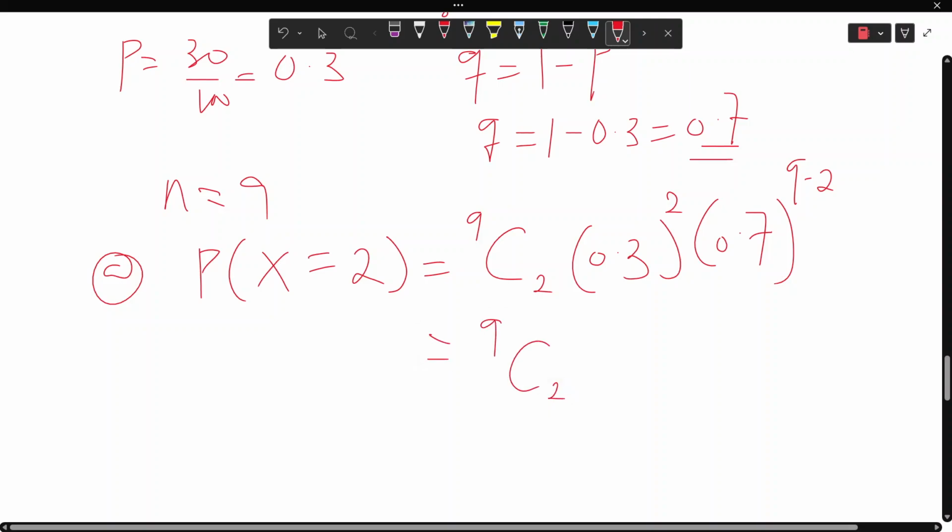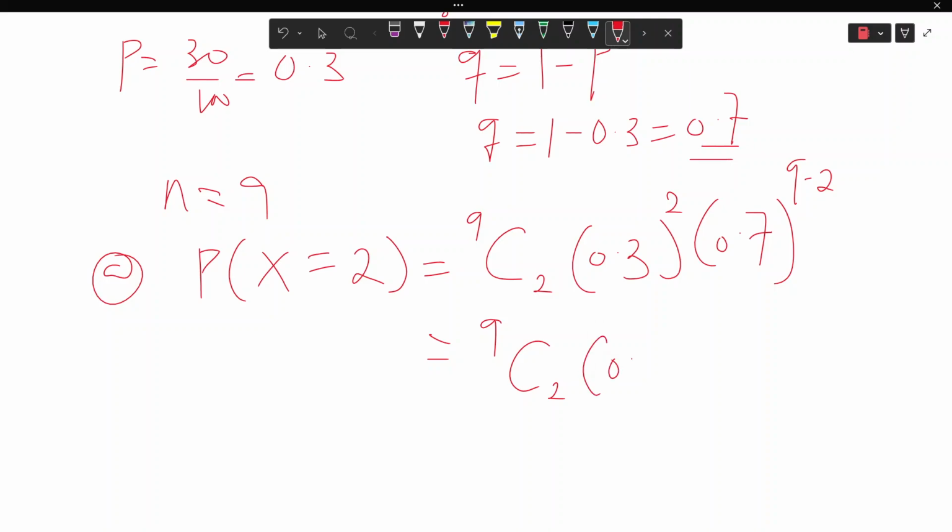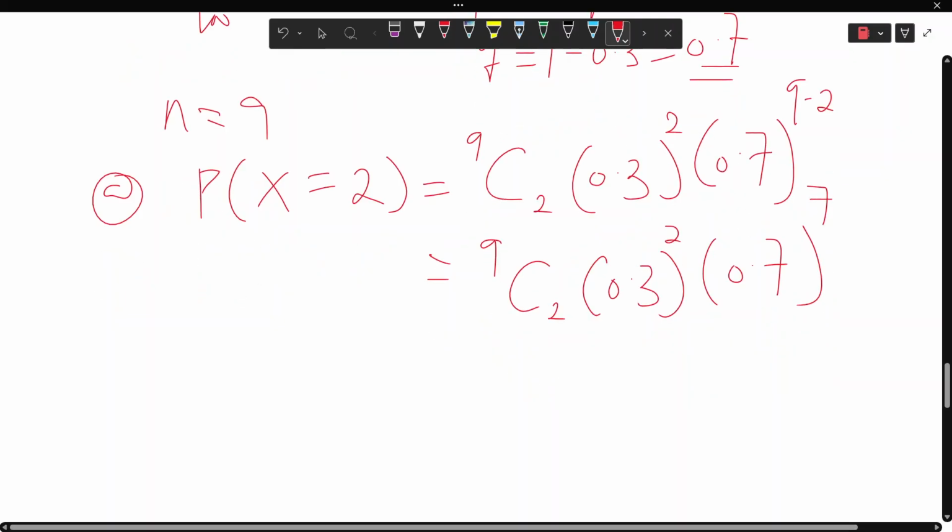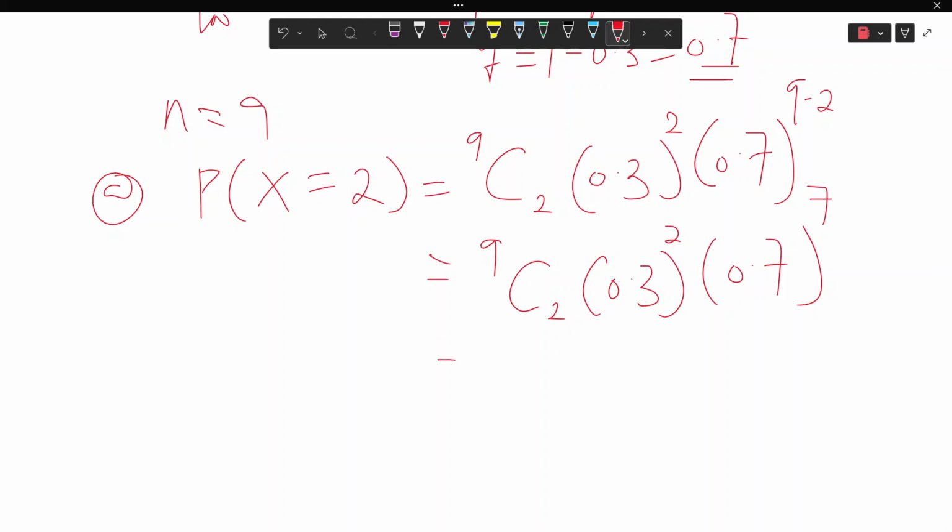9 combination 2, 0.3, 0.7. So 9 combination 2 is giving us 36.